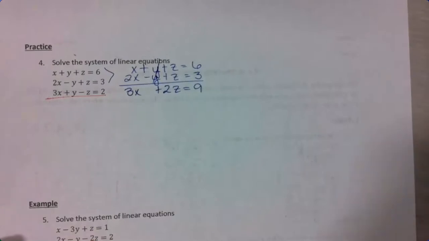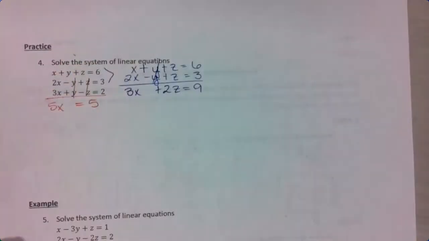So if I combine these together, I get 5x. My y's cancel out. My z's cancel out. And then I get 5. So this one, I actually want to go forward and solve for my x. I'm going to go ahead and divide both sides by 5.